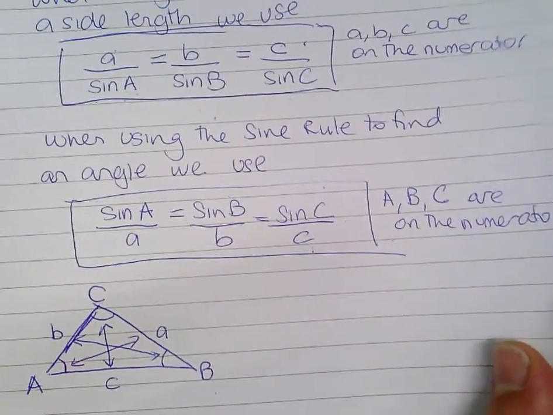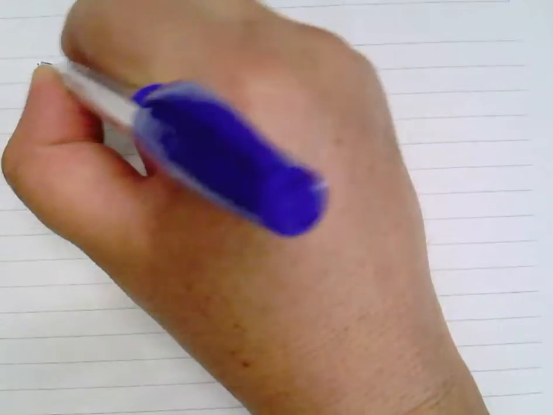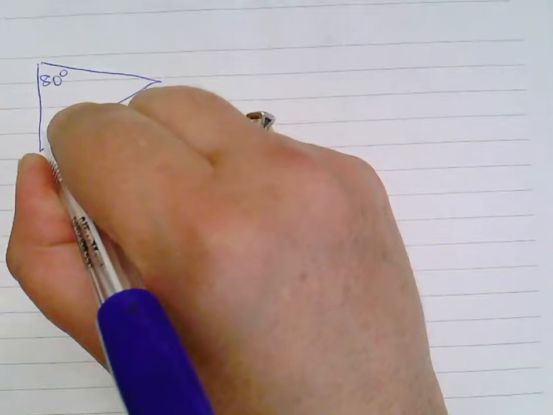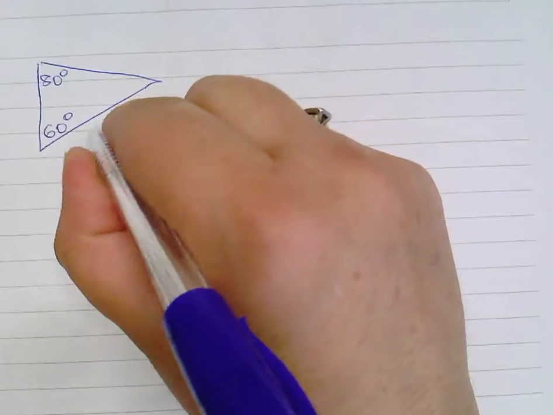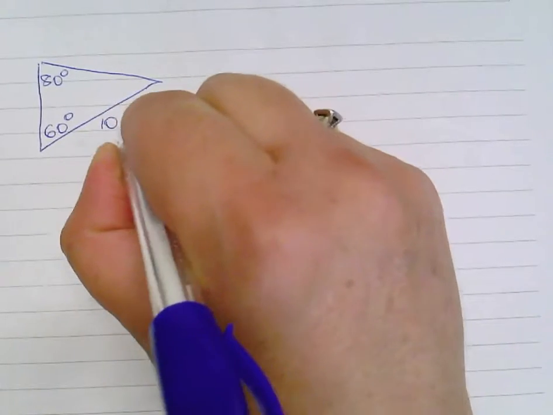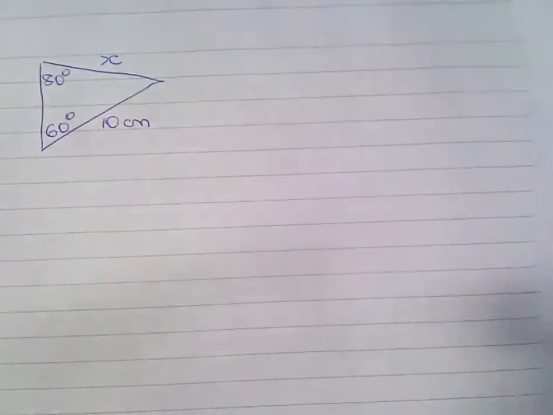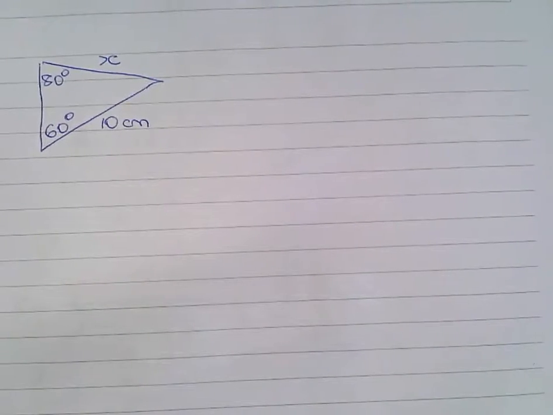Now we will do a question, all right? Let's say I have a triangle. This is about 80 degrees, and let's say this angle here is 60 degrees. And let's say that this side length here is 10 centimeters. I want you to find x. Now, it is a non-right angle triangle. For a start, let's just double check. 80 and 60 is 140. This remaining angle here is 40 degrees. This is definitely a non-right angle triangle.